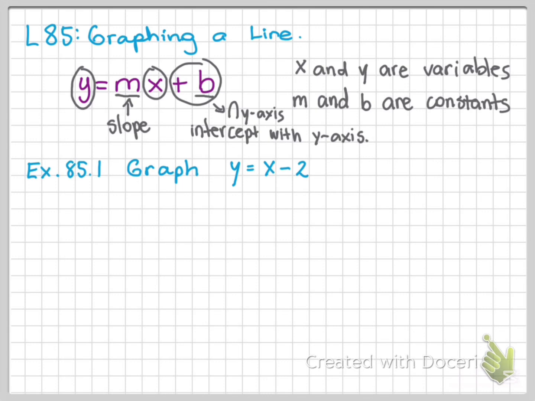All right, so we have to graph this line in this first example. y equals x minus 2. Notice that there's a 1 in front of the x, that would be our m, and the minus 2 is the b. I'm just identifying them so we get familiar with this equation.